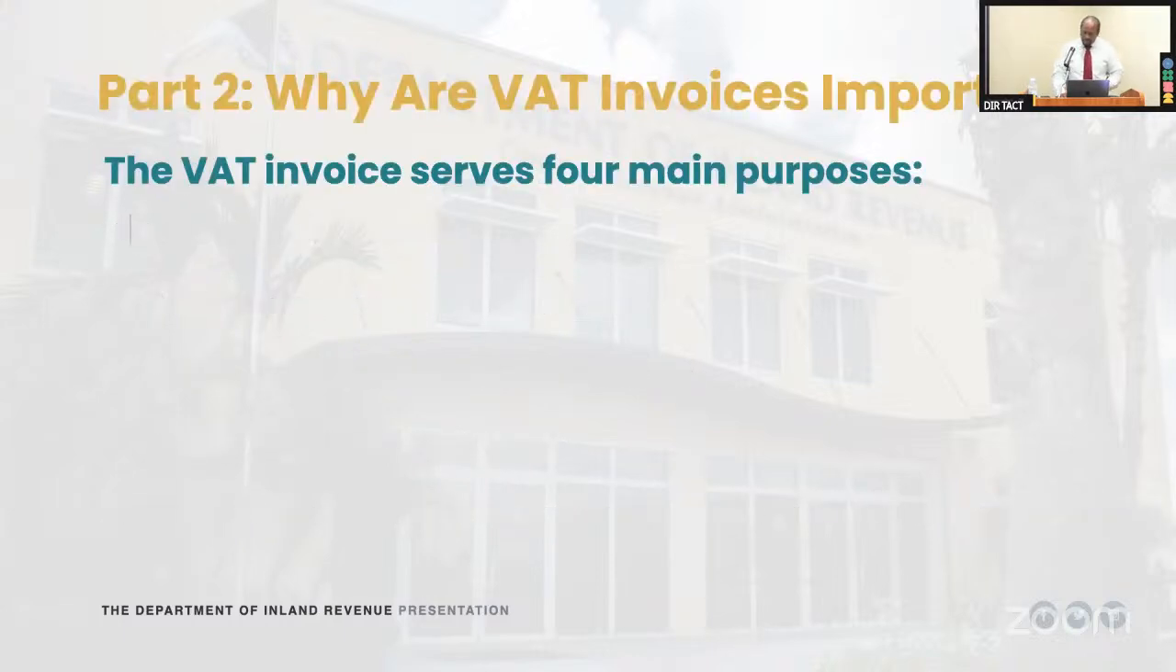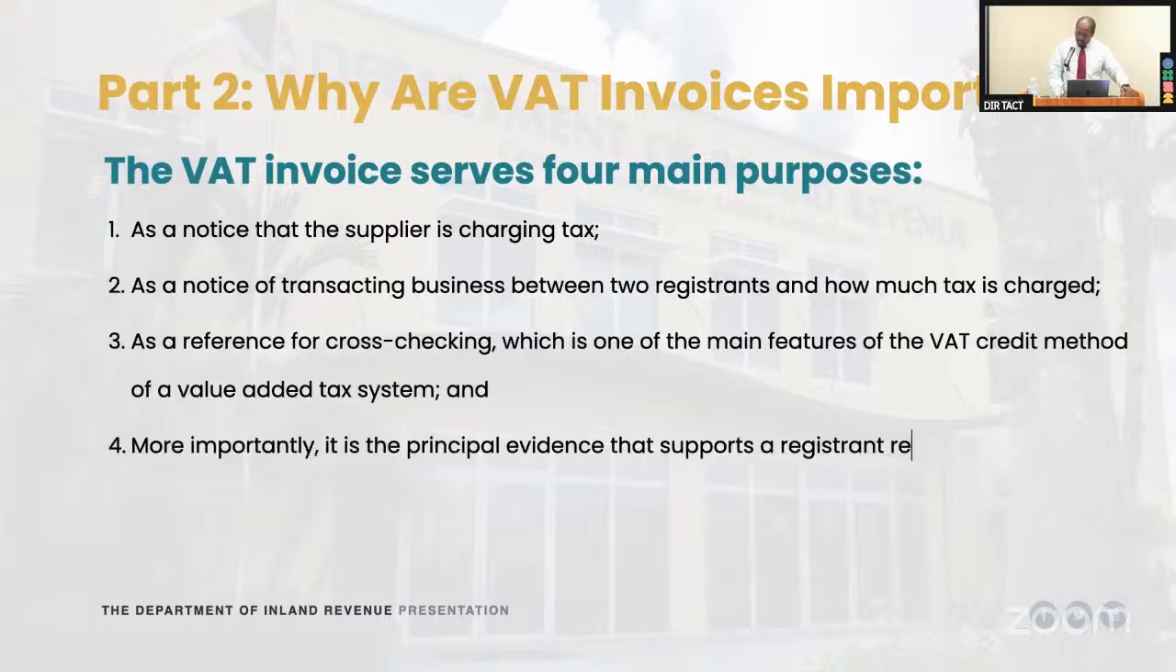So again, the four main purposes of the VAT invoice: it is a notice that the supplier is charging tax and VAT; it is a notice of transaction between two businesses that are both registrants and how much tax is being charged; it is a reference for cross-checking, which is one of the main features of the VAT credit method of a value-added tax system; and more importantly, it is principal evidence that supports a registrant's ability to claim the deduction of input tax.